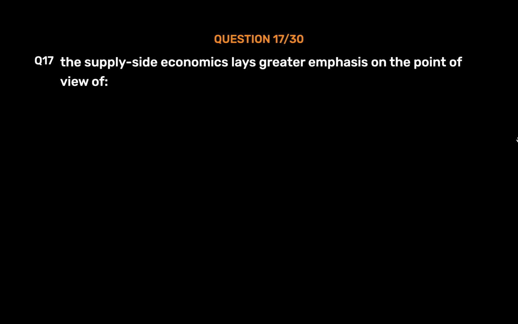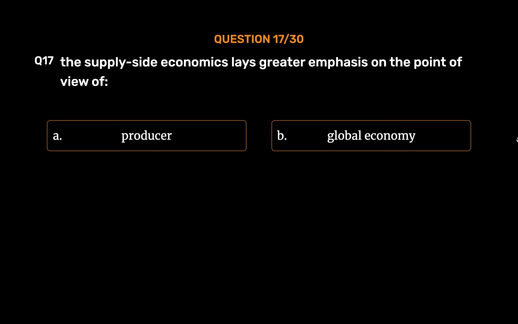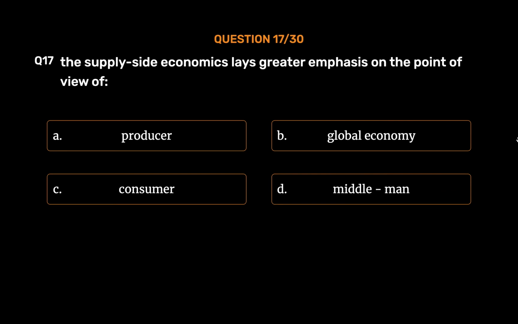Question number 17. The supply-side economics lays greater emphasis on the point of view of: Option A. Producer. Option B. Global economy. Option C. Consumer. Option D. Middle man. The correct answer is option A.